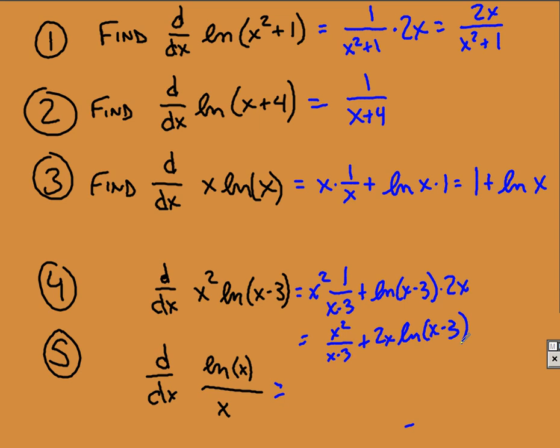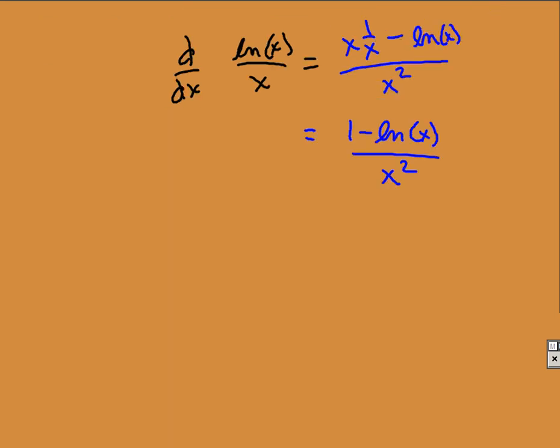And then this one right here, you can do with either product or quotient rule. I'll let you try to go through that. And actually, here's what you would get if you use the quotient rule: 1 minus ln of x all over x squared. A couple different ways to do it, but quotient rule is the way I would.